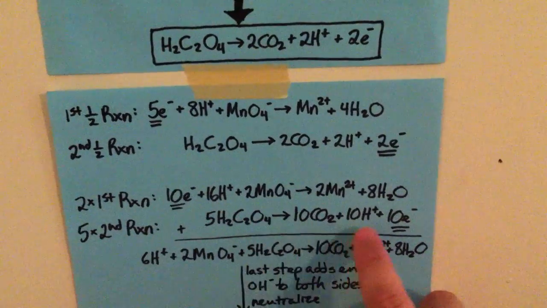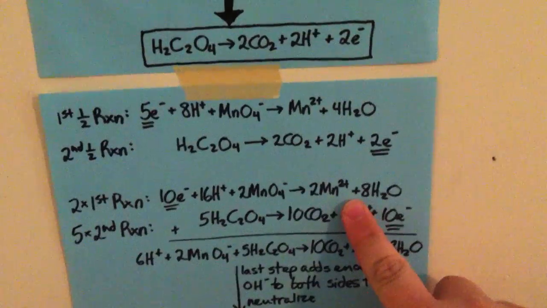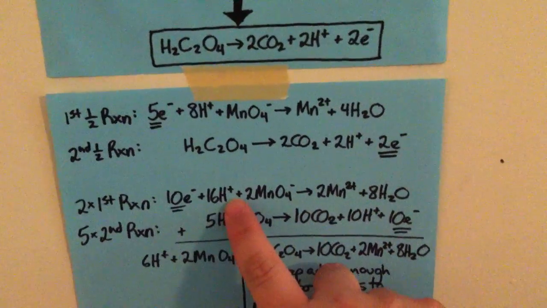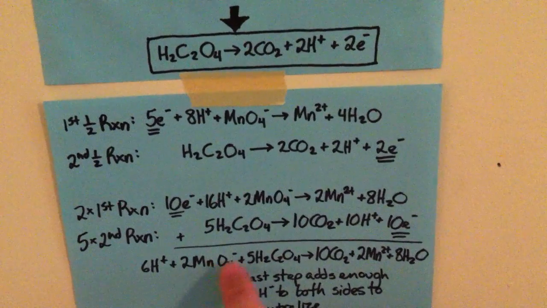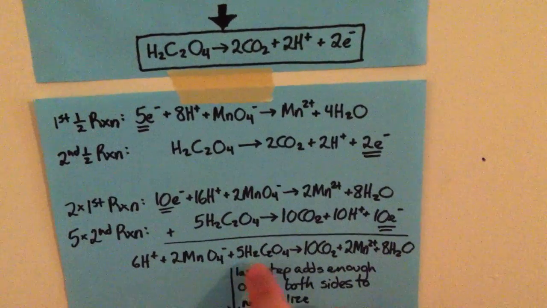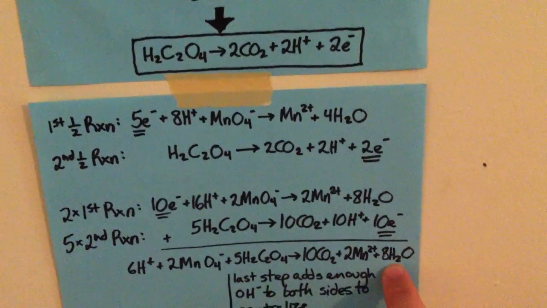16 protons, 10 protons. So I can cancel the protons on the right. I'll be left with 6 on the left-hand side. 2 permanganates, 5 H2C2O4 produces 10 CO2s, 2 manganese 2 plus, and 8 waters.